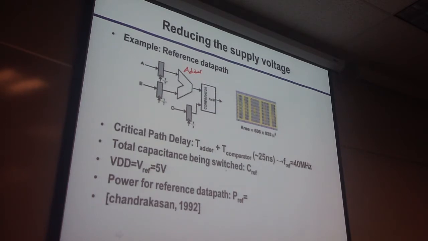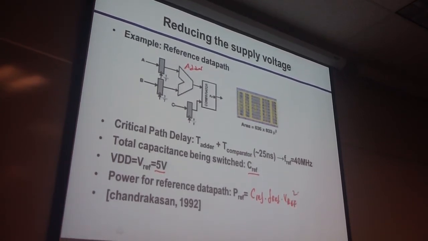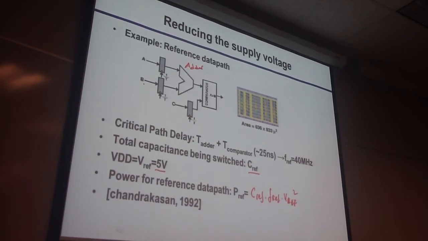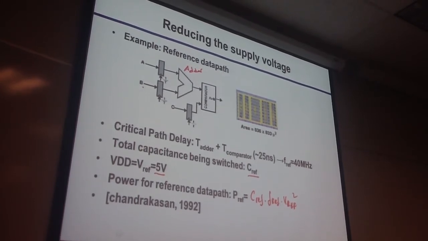Let's say the total capacitance that is being switched is, we call that C reference. The supply voltage is 5 volts. So then the power dissipation is what? C ref times F ref times V ref squared. Okay? So that's your power dissipation for the circuit. Now, what can we do architecturally to improve performance? That's what we're going to do. So this is your basic example.